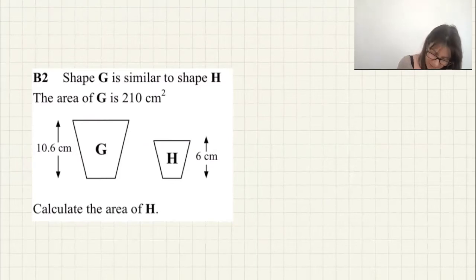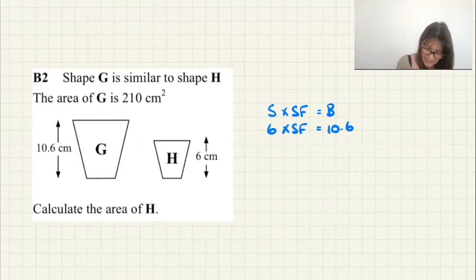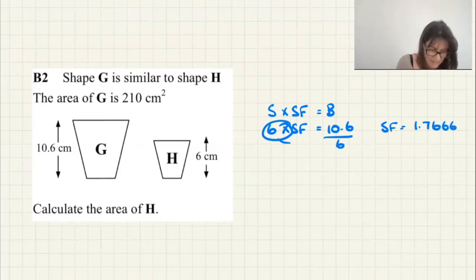Okay, so the smaller times by the scale factor makes the bigger. The smaller is 6. The scale factor is what I want, and it's 10.6. Okay, going to divide through by that 6 so that the scale factor is on its own. Scale factor, if I do this in the calculator, it gives me 1.76666 and so on. So remember what I've said about this.